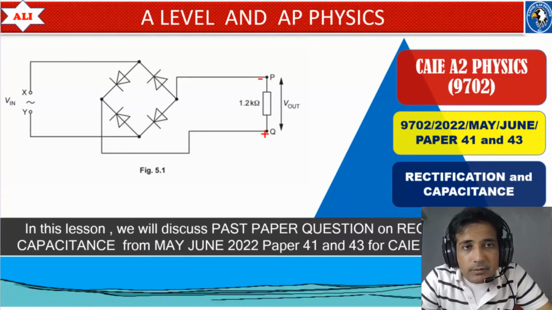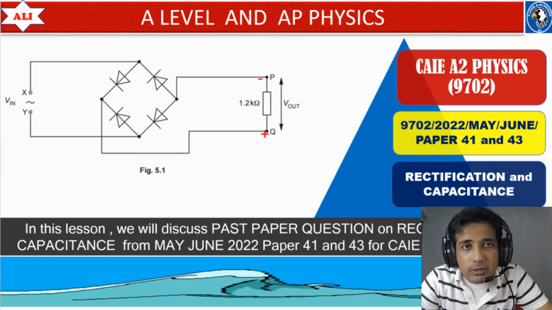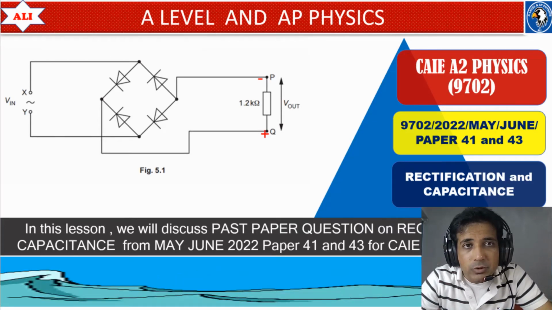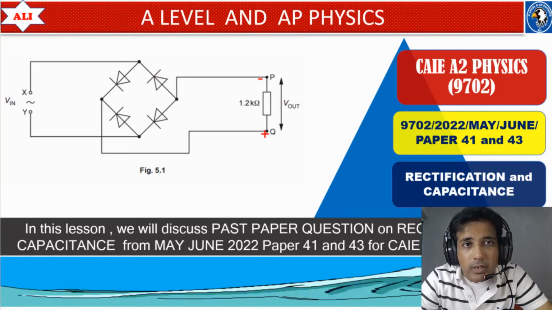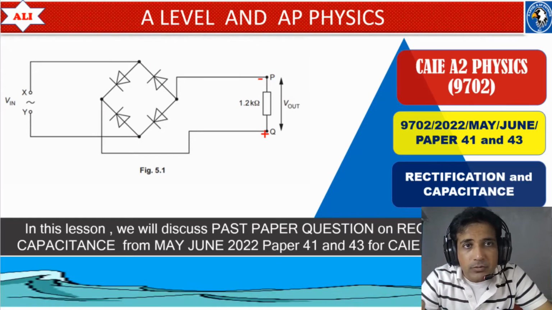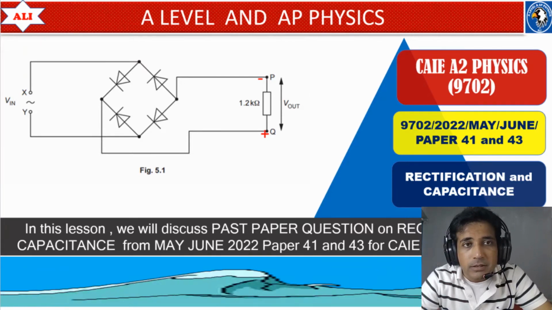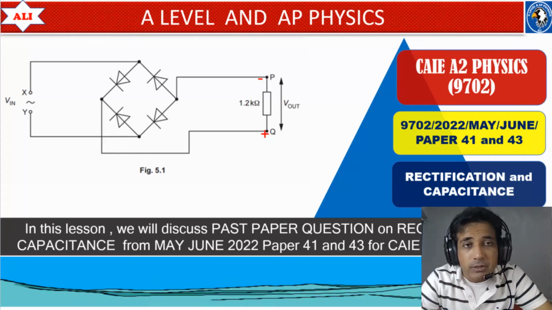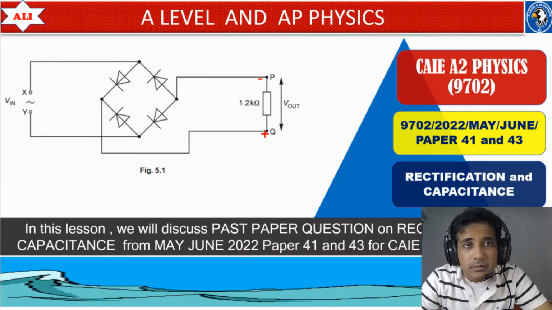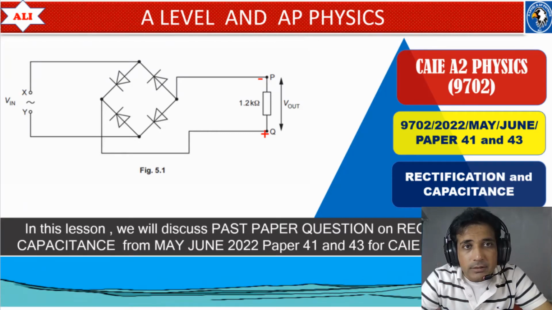In today's lesson, we will discuss one very important past paper question on rectification and capacitance from May-June 2022, paper 4, variant 1. In this question, we will discuss these two main topics, rectification and capacitance, in depth by solving a past paper question. This question will help you to understand rectification and capacitance in depth. Let's study together. Let's improve together.